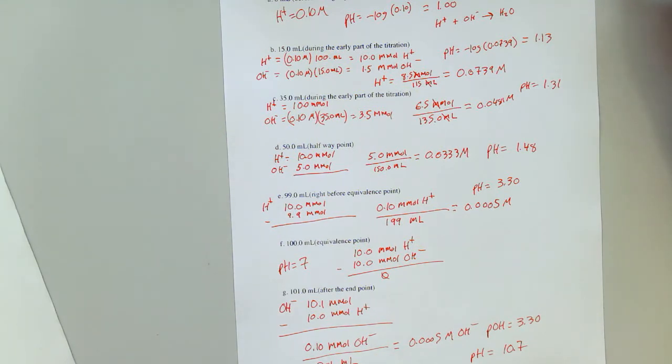Okay, that's page 12. We'll do a slightly different example on the next page involving a species that is weak.